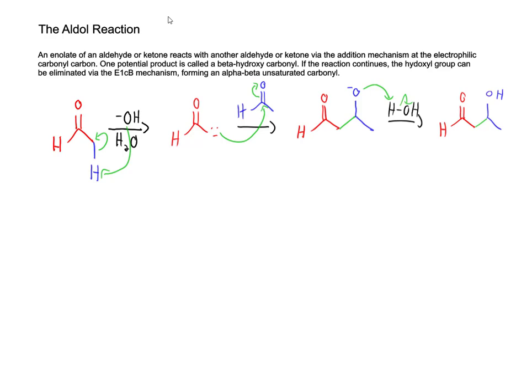Well, this is an addition reaction, and we're going from something that was trigonal planar, which is the carbonyl carbon, to something that is now tetrahedral, which means that we had a 50-50 chance to attack from the top side of the trigonal planar molecule, or the bottom side of the trigonal planar molecule.